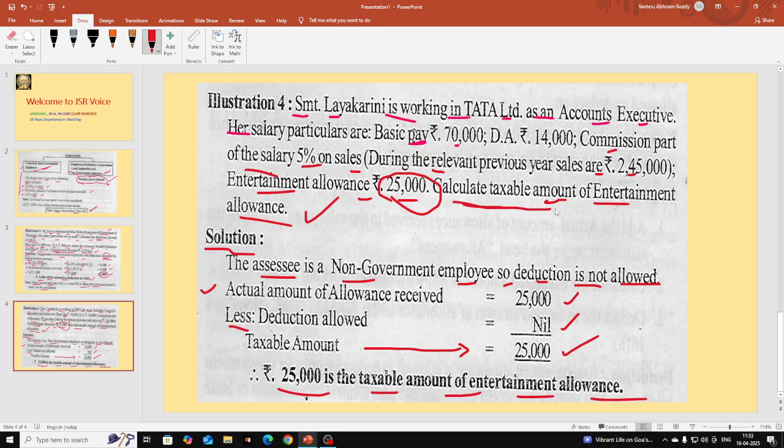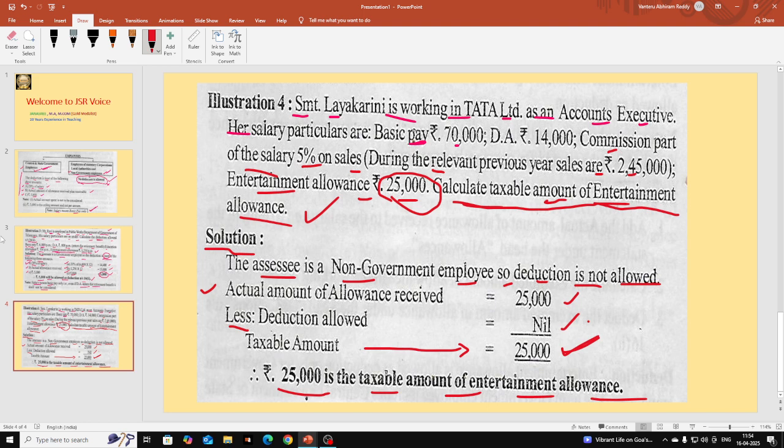Because they asked in the question what is the taxable amount of entertainment allowance, you should calculate the deduction first, but here the deduction is nil. If you deduct that, whatever amount we get is the taxable portion. Since here the deduction is nil, 25,000 is taxable. If she is eligible for deduction, we have to calculate the deduction amount like in the previous solution, then the deduction will be deducted here and we will get the taxable portion. But here the deduction is nil, so that calculation is not required because the assessee is a non-government employee.